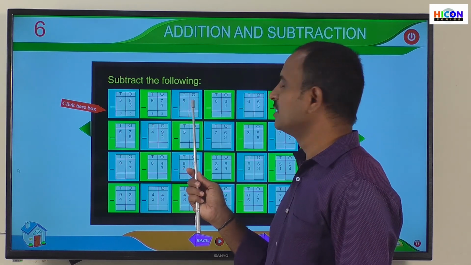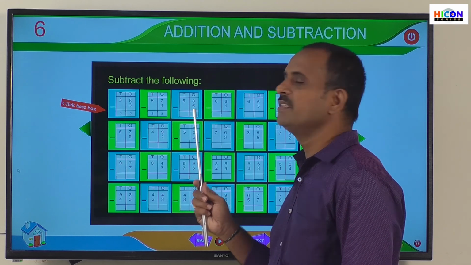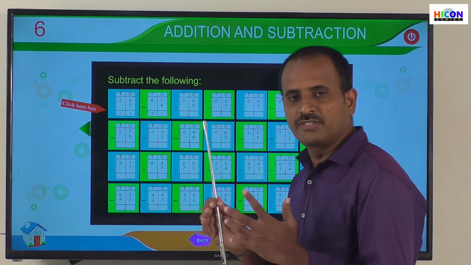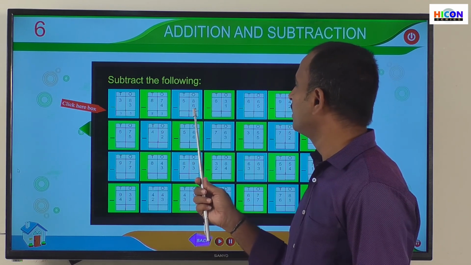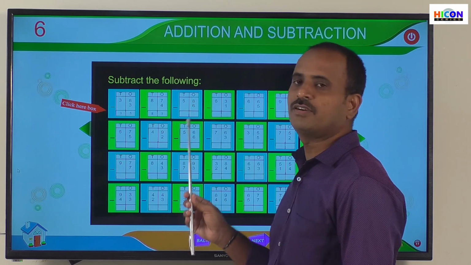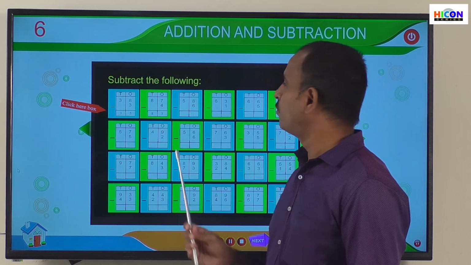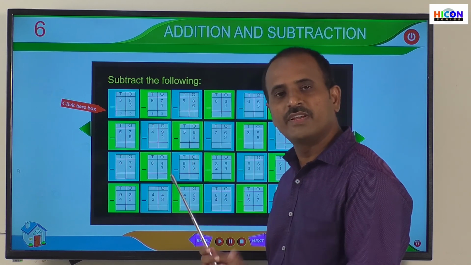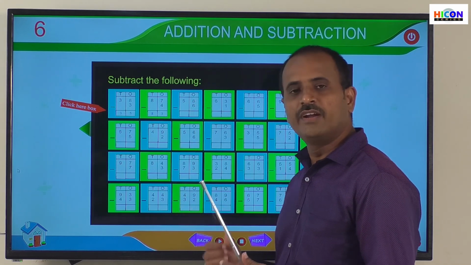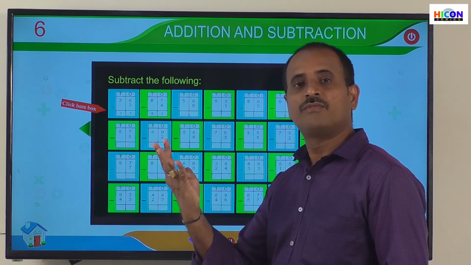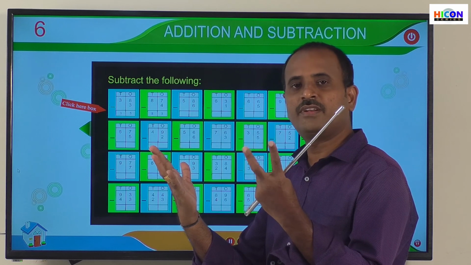So the first number is 58 and the second number is 6. So subtract 6 from 58. So first subtract the digits present in the ones place. What are the digits in the ones place? 8 and 6 are present in ones place. So open 8 fingers first and close 6 fingers, and the remaining fingers will be the answer. So open 8 fingers first. That is 1, 2, 3, 4, 5, 6, 7, 8.